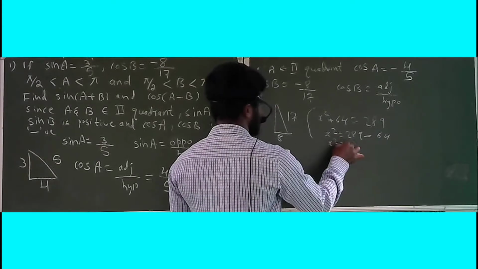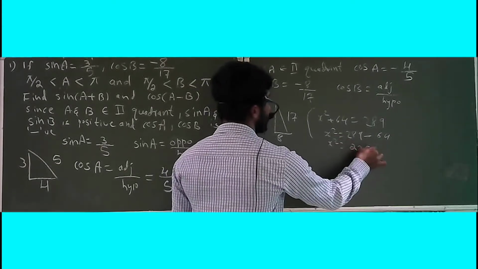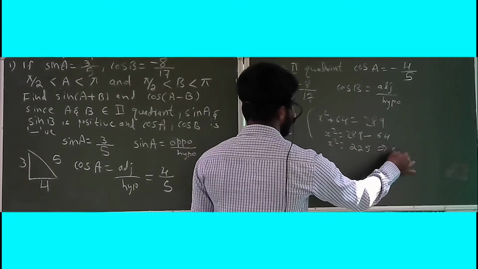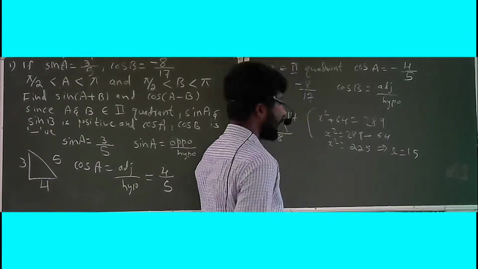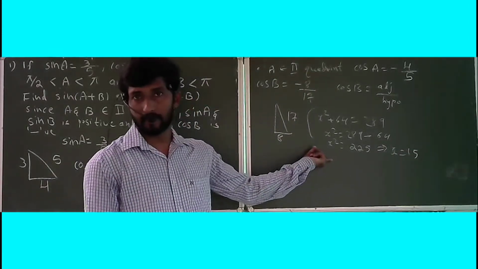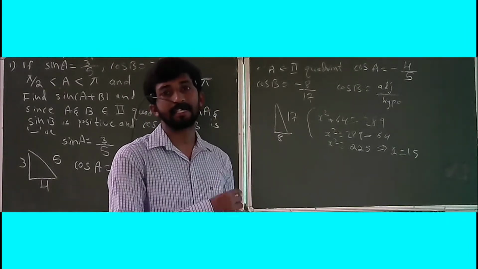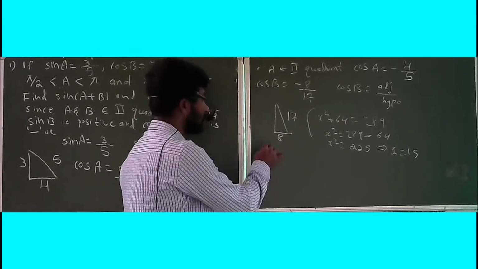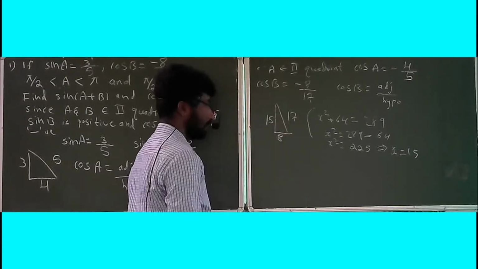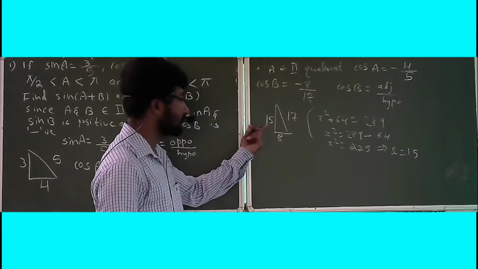x square is equal to 225. This is nothing but x is equal to 15. Okay. Actually, you are getting plus or minus 15. But you are talking about length, right? Opposite side length. Length is always a positive quantity. So I am considering plus 15. Okay. Now see, we have the opposite side length.